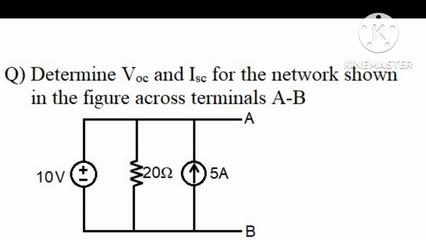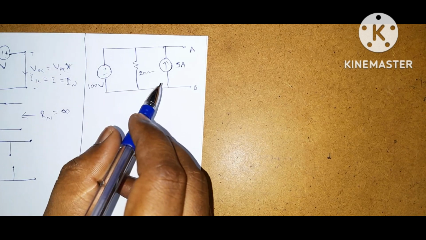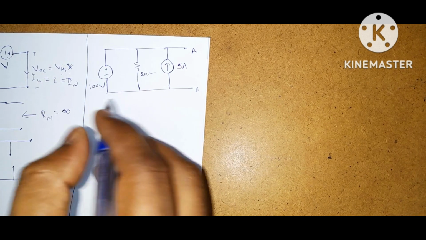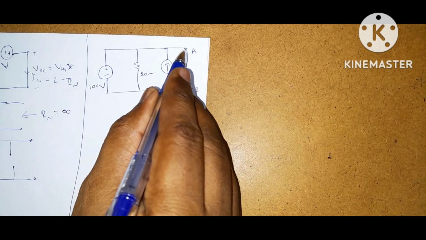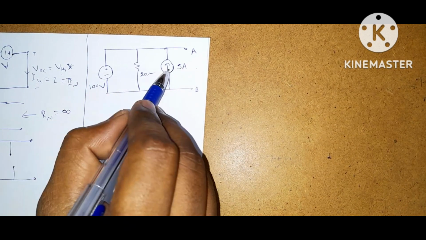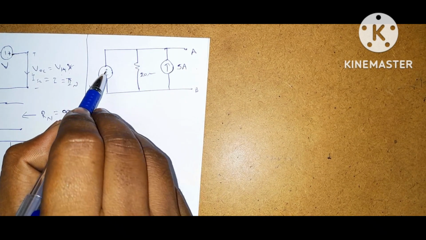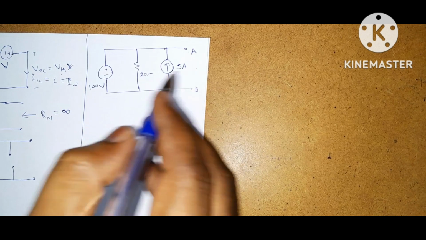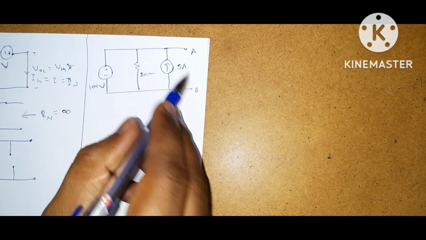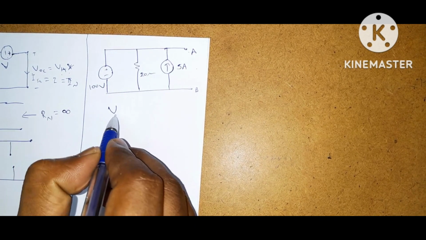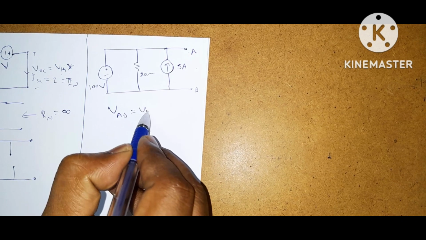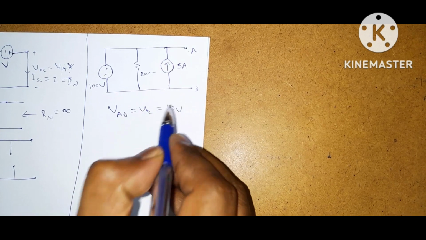Next question is: determine VOC and ISC for the network shown in the figure across terminals AB. This is the given network. So what is he asking? VOC. So what is VOC? Open circuit voltage. These three elements are connected in parallel, so the same voltage appears across these two terminals. So VAB is equal to VOC is equal to 10 volts.